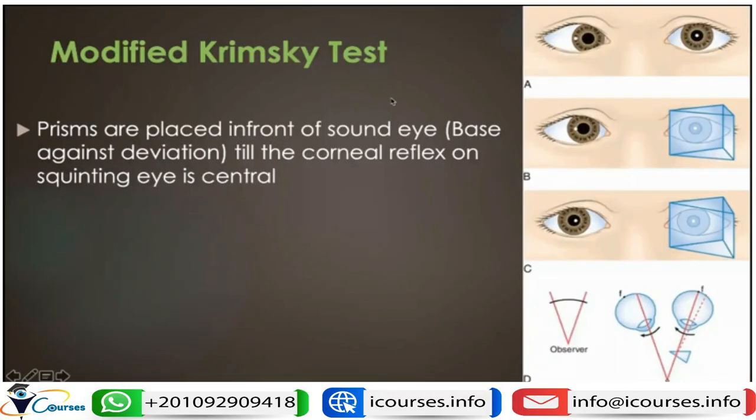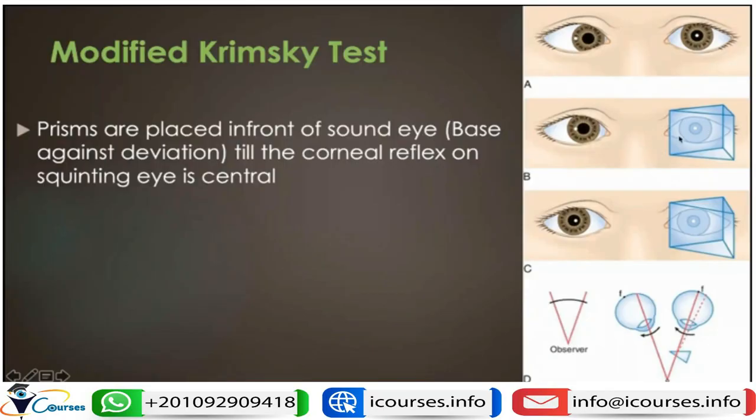Another test based on the Krimsky test is called the modified Krimsky test. In the modified Krimsky test, the prism is placed in front of the normal eye instead of the deviated eye. This can be done if the deviated eye is blind, so we can use the prism in front of the sound eye. Again, it is used with the base against the deviation. So if the deviation is inward, we use the prism with the base out, but in front of the normal eye.